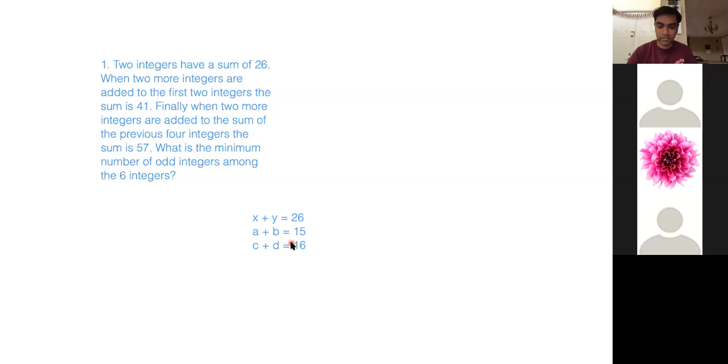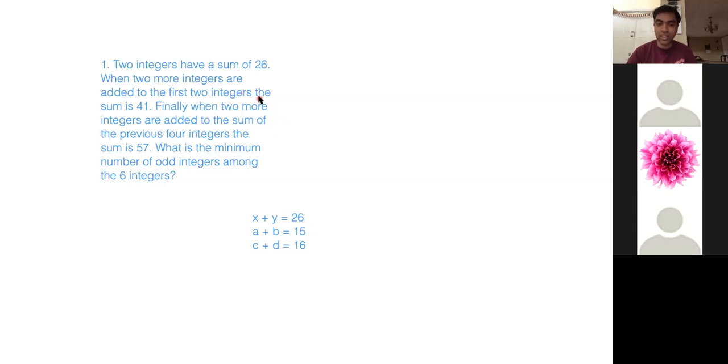And so that's the same thing for the last one, c plus d equals 16, which is also an even number. So we're left with the middle one, which is an odd number. It says odd plus even is equal to odd, so we know that there should be at least one odd number in that equation. So that's why the answer is 1. Good. Yep, that's exactly right.